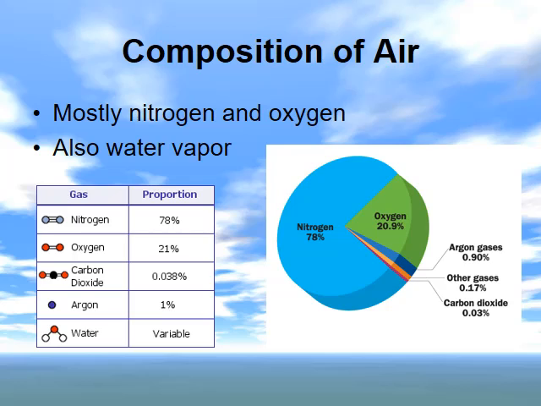That last 1% or so is argon, other gases, carbon dioxide, and the amount of water vapor in the air is variable because if you think about it, sometimes air is more humid and sometimes air is less humid. Think about the summer when it's hot and sticky and humid compared to the winter when the air is dry. So that water vapor amount changes.